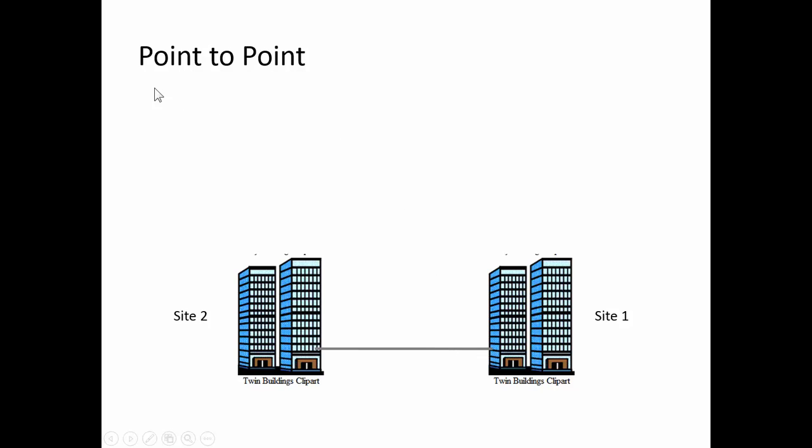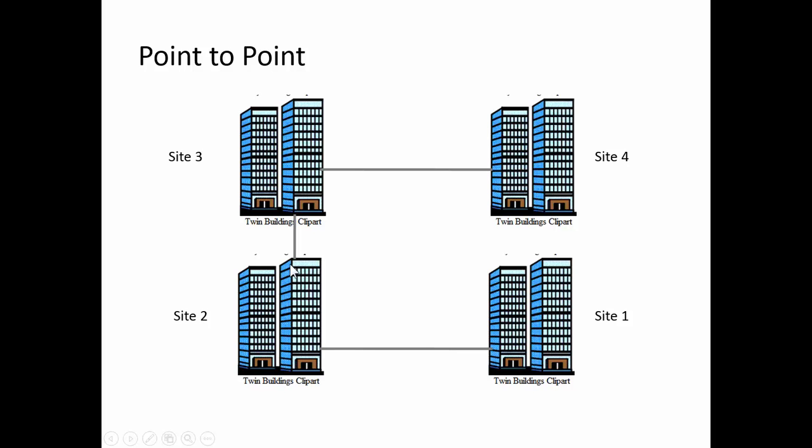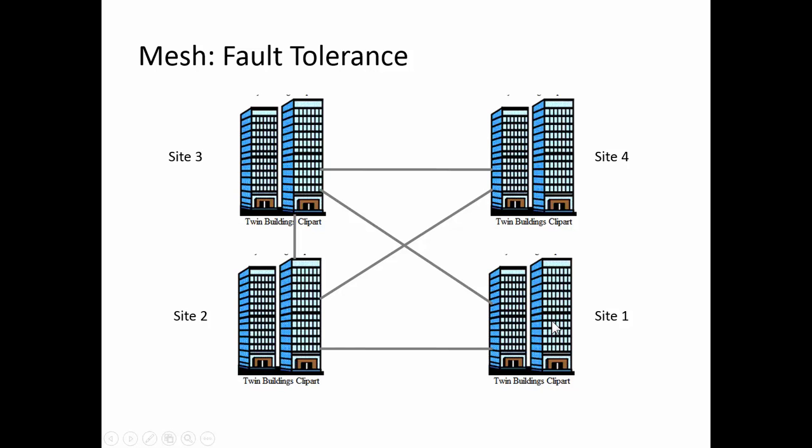A mesh topology is really just a series of point-to-point topologies. If I have two buildings, I could connect them together with a point-to-point topology. And if I have additional buildings, I can connect them all together with point-to-point topologies. However, if I get a cable break between these two buildings, then these two buildings and these two buildings cannot communicate with each other. So what I will do is add additional point-to-point connections to provide fault tolerance. And when we have multiple point-to-point connections providing fault tolerance, that is called a mesh topology.